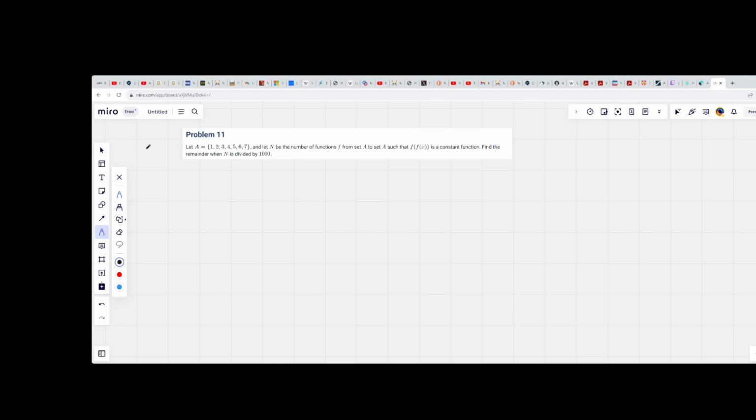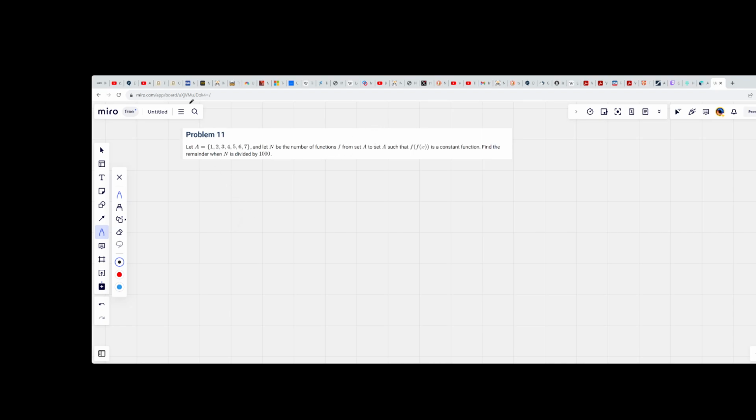So, the problem source, if anyone wants to try this out for themselves, is the 2013 AIME II problem 11. So anyway, with that, let's have a look at the problem. It says let A be the set {1, 2, 3, 4, 5, 6, 7}, and let n be the number of functions from set A to A.